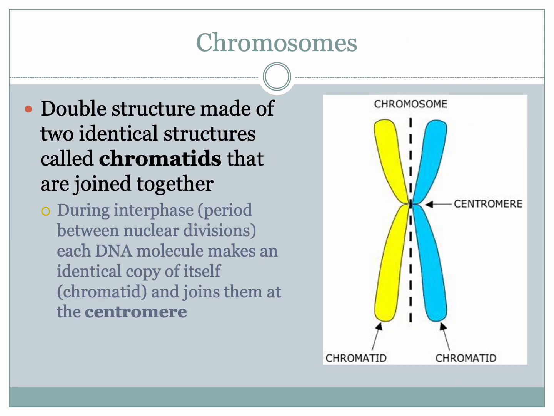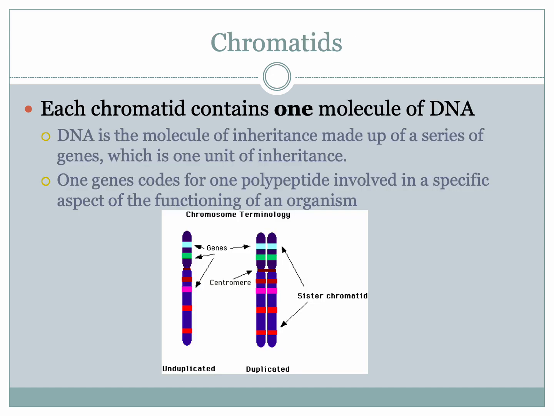Looking at a chromosome after replication, you have the double structure made of two identical structures called chromatids. They are joined together at the centromere. During interphase, the period between nuclear divisions, each DNA molecule makes an identical copy of itself, the chromatids, which join again at that centromere. So this is one chromatid, this is a second one, and they're joined at the centromere. Each chromatid contains one molecule of DNA.